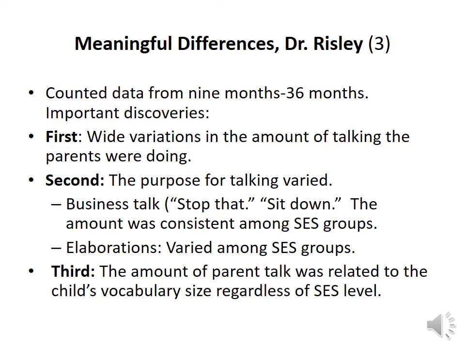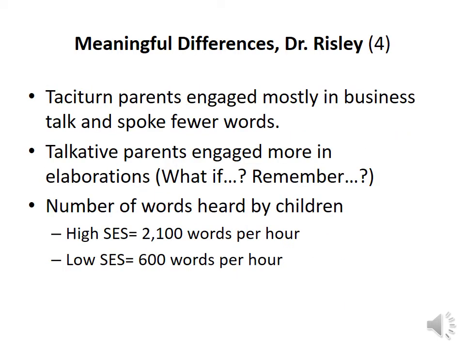The third thing that they discovered was the amount of parent talk was related to the child's vocabulary size, regardless of the socioeconomic level. Through their research, Hart and Risley discovered that taciturn parents engaged mostly in business talk and spoke fewer words to their children. Talkative parents engaged more in elaborations.